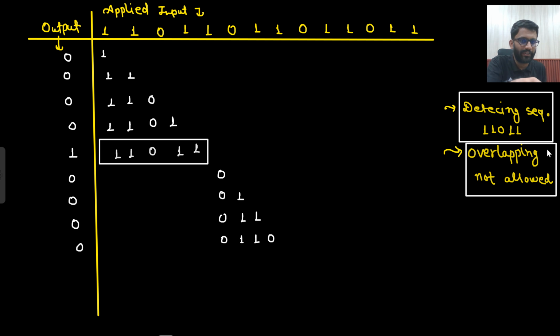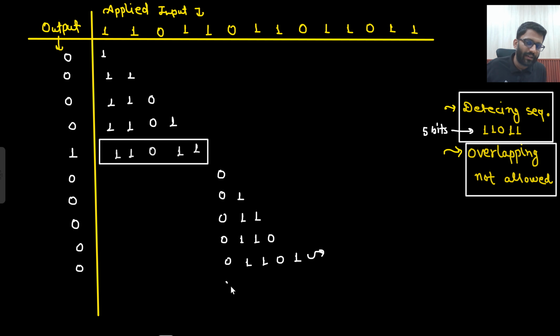What do you need to generate? 11011. Then 0 1 1 0 1 will come. So 11011 you need to generate, so output will again be 0. Now how many bits are there? 5. And this detector detects 11011. The detector which we are designing is detecting 11011, so there are 5 bits, right? So in the register as well there has to be 5 bits only.